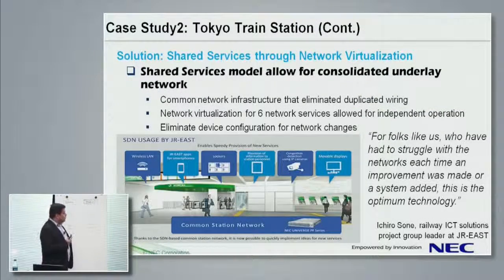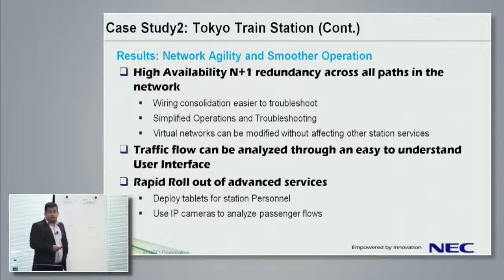So again, we have created a distribution network, a flat layer 2 network. So we have ripped out all the old network and we put in a brand new network, an OpenFlow based network distribution. And then we instantiate the various services. So they now have 6 different services. And those services are shared amongst various users, either station staff or the general public via their smartphones or online applications. And that allowed them to now have a completely redundant network. They were able to quickly roll out the new services.